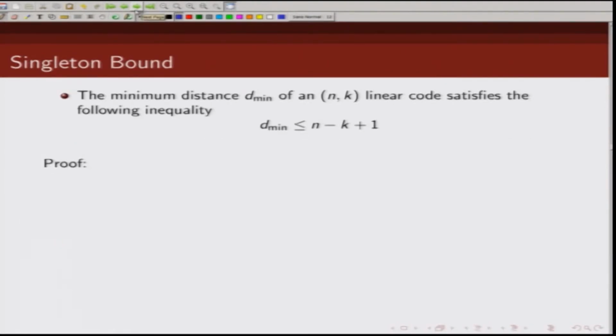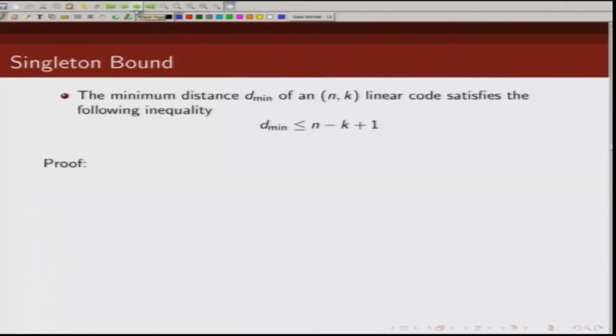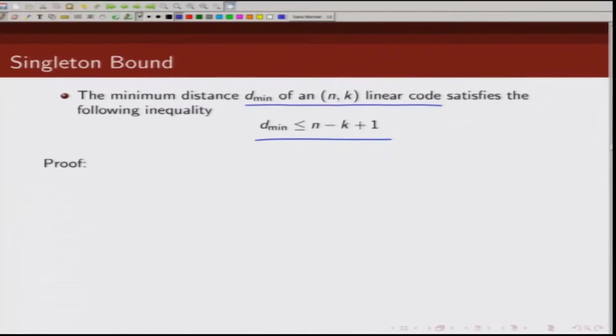The next bound that we will talk about is singleton bound, which gives an upper bound on minimum distance. So, the singleton bound says that a minimum distance of an (n,k) linear block code must satisfy this inequality. So, minimum distance is less than or equal to n minus k plus 1. Now, how do we prove this?